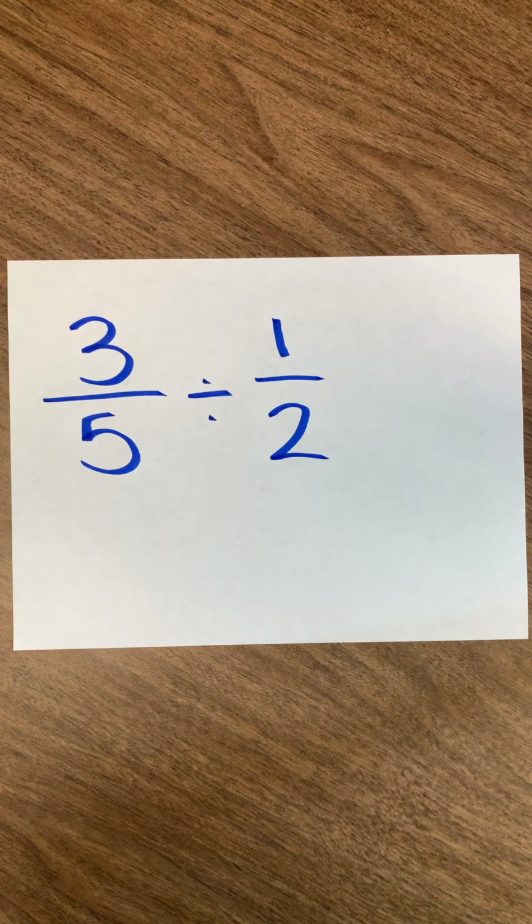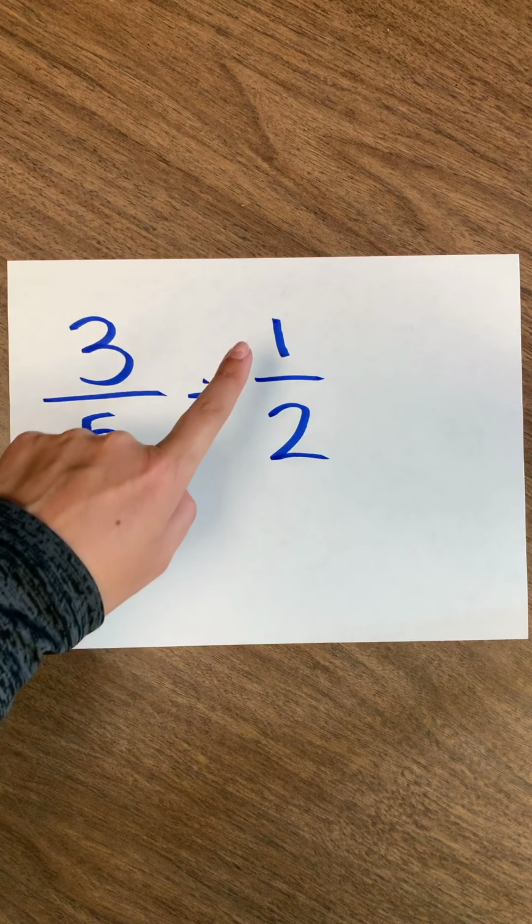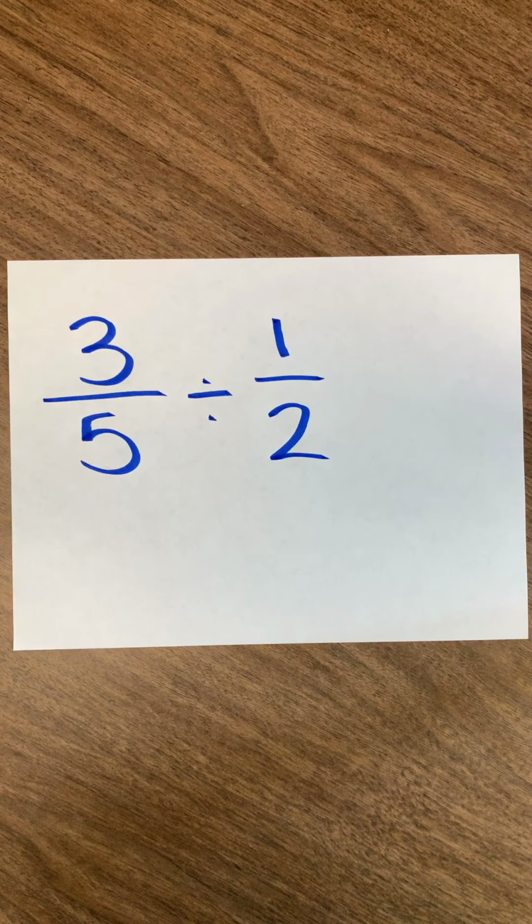All right, let's try another one so that we can get really good at this. Your next problem is 3/5 divided by 1/2. So go ahead, try that out, and then we will see how you did. All right, let's check your work. So 3/5 divided by 1/2.